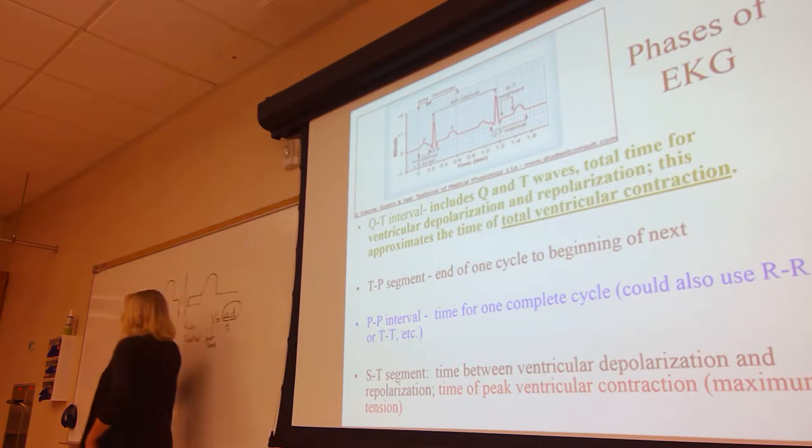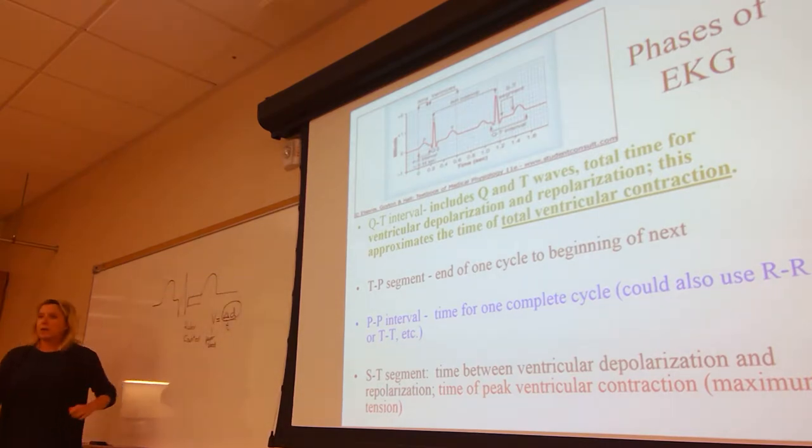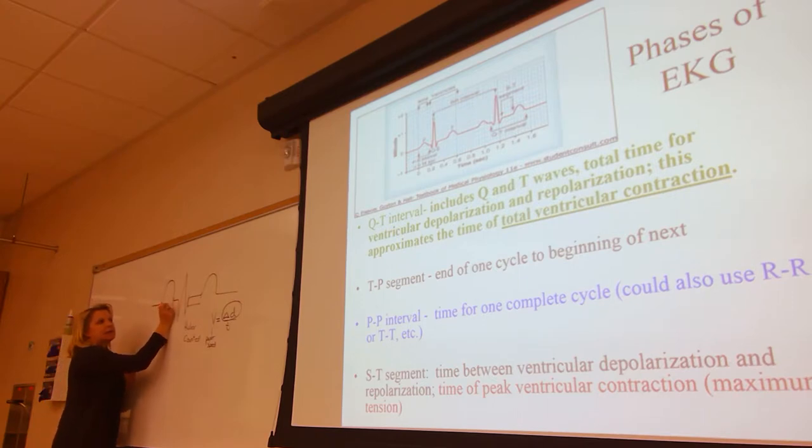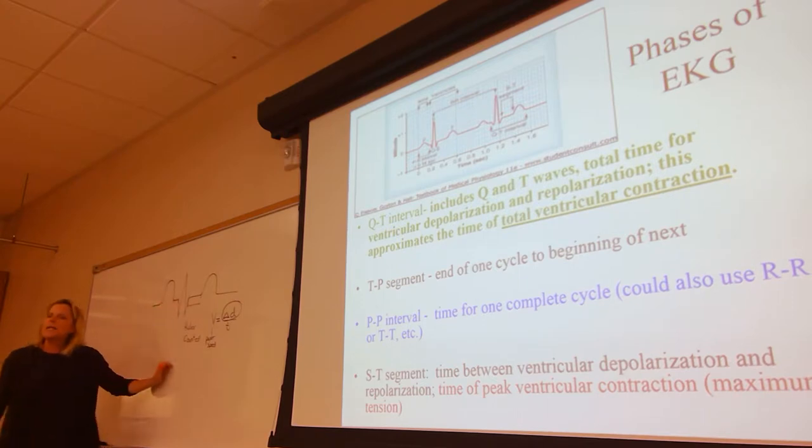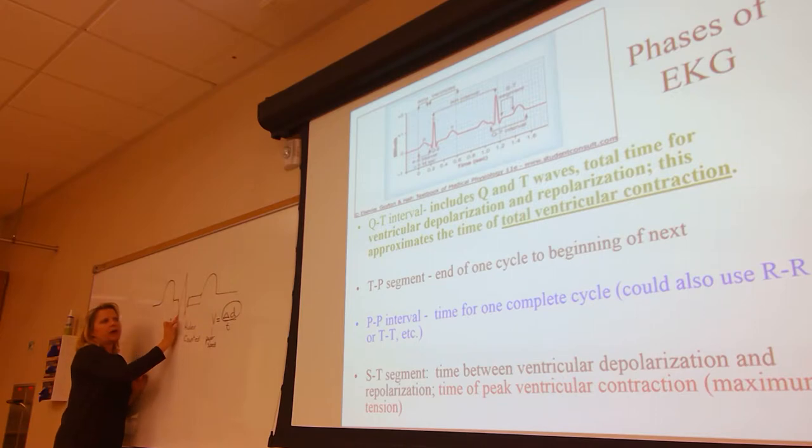Where do you begin your PR segment? At the end of the P to the beginning of the Q. Well, then why the hell do they call it a PR segment? Well, because some people don't have a Q. And if they don't have a Q, then it would go straight to the R. Remember, a segment is a flat line. So for the PR segment, you go from the end of the P to the beginning of the Q or the beginning of the R. So it's the flat line, is what I'm trying to say. It represents the delay at the AV node.